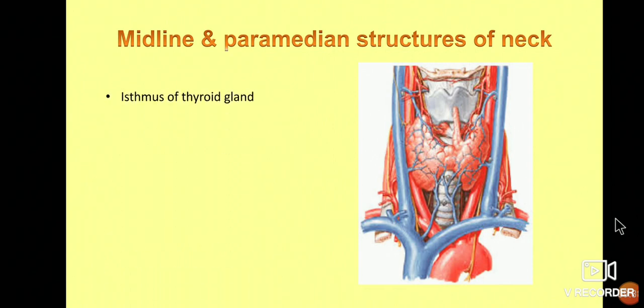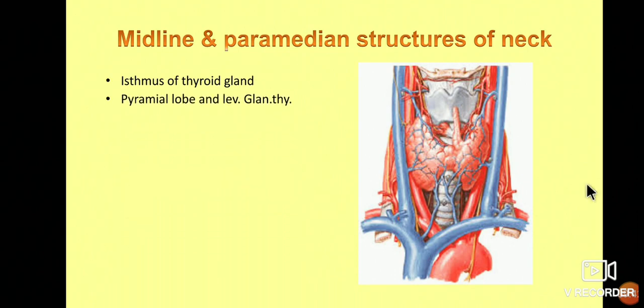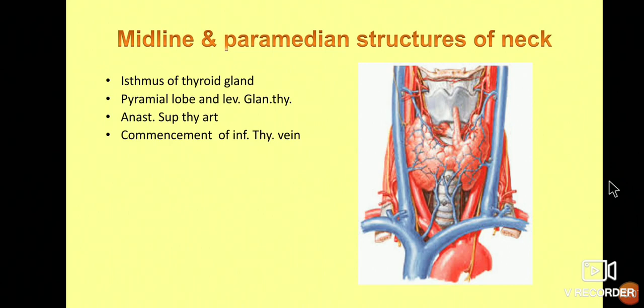So the other structures: mainly I told you the isthmus of the thyroid gland, then the pyramidal lobe, and you see a fibromuscular extension which is called the levator glandulae thyroideae. Then you see the anastomosis of the superior thyroid arteries, both the superior thyroid arteries of both the sides. They anastomose on the upper border of the isthmus of the thyroid gland. Then I told you the commencement of the inferior thyroid vein.